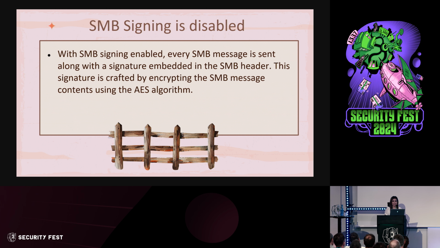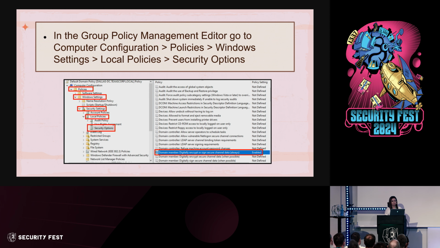When SMB signing is disabled, that's when man-in-the-middle attacks happen, SMB relay could happen, and that's when you can get all the goodies and potentially use them later on. Obviously, this could be changed directly in the group policy management. If you go to policies, Windows settings, local policies, security options.